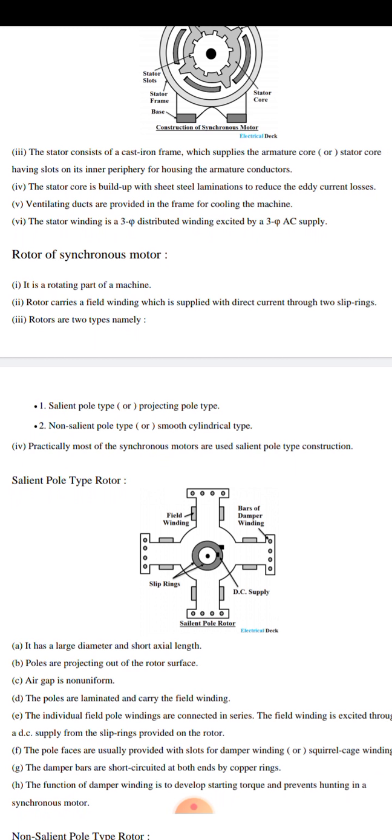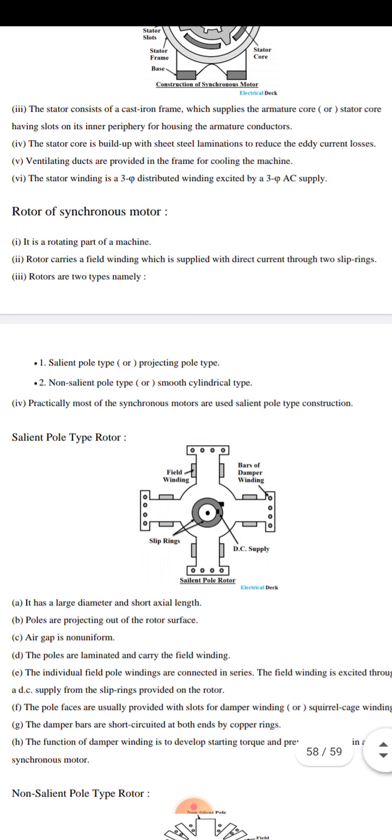Rotors are of two types, namely the salient pole type or projecting pole type, and the second one is the non-salient pole type or smooth cylindrical type. Most synchronous motors use the salient pole type construction. It means in the construction of the synchronous motor we will mostly use the salient pole type. Let's discuss what these salient pole type and non-salient pole type rotors are.